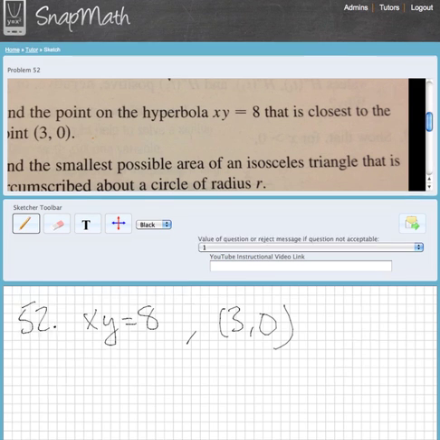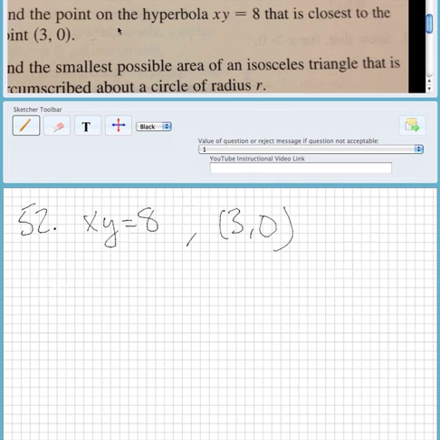So this question is, we're trying to find the point on the parabola closest to (3, 0) on this parabola right here. So what we want to do is use the distance formula.